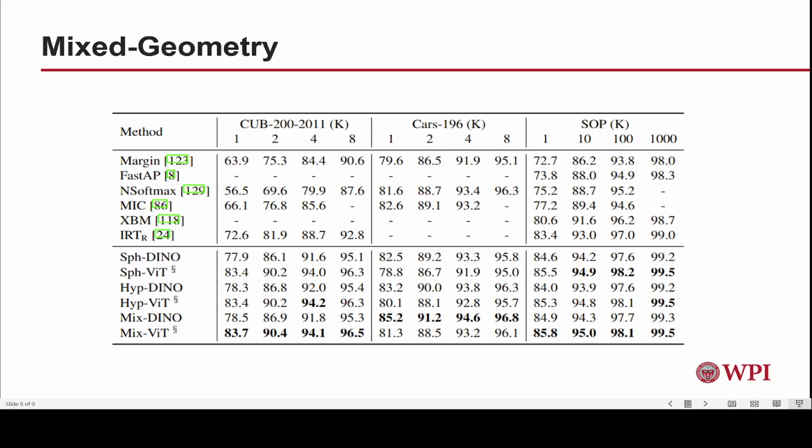We show that when we combine the different geometries, we could learn even better representations compared with single geometry learning.